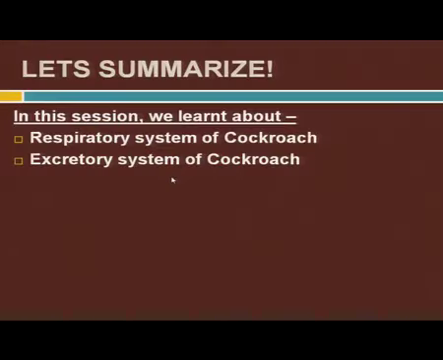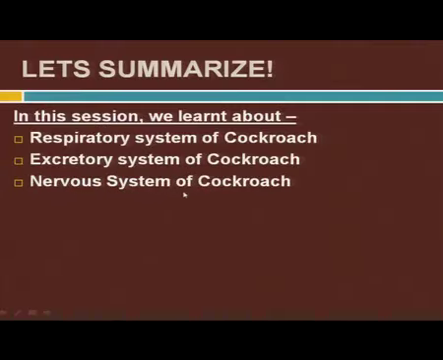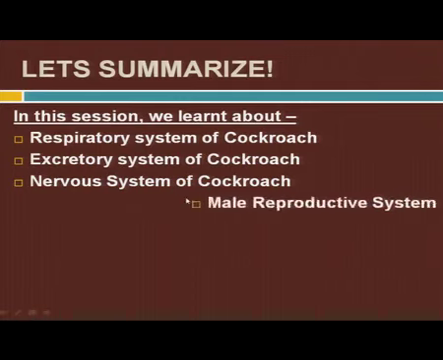Then we have learnt about the excretory system of cockroach. It is very simple, and the main organ is the Malpighian tubule, which convert the nitrogenous waste into uric acid. So, they are also known as uricotelic organism, and then this uric acid is excreted out through the anus. We have learnt about the nervous system of cockroach. We saw that the nervous system has a sequence of segmented ganglion, and these ganglions are 2 in the thorax and 6 in the abdomen.